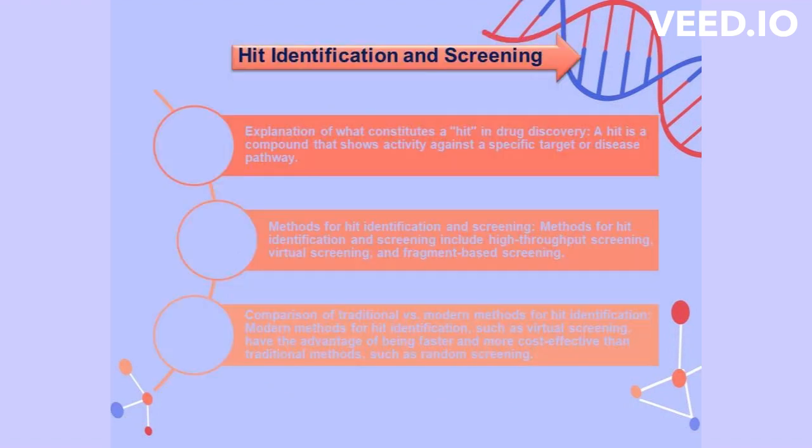A hit is a compound that shows activity against a specific target or disease pathway. Methods for hit identification and screening include high-throughput screening, virtual screening, and fragment-based screening. Modern methods for hit identification, such as virtual screening, have the advantage of being faster and more cost-effective than traditional methods, such as random screening.